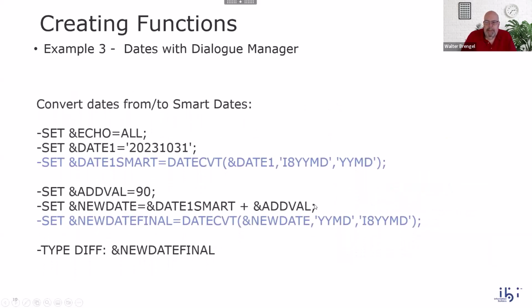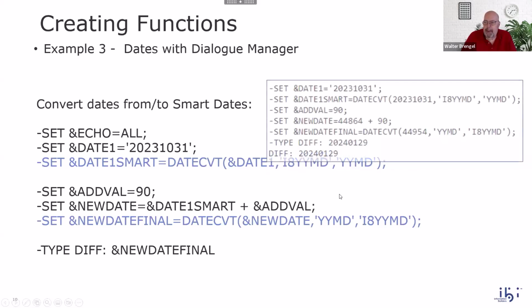So if you're going to do this in Dialog Manager, what you have to do is convert the result back and forth to and from a smart date using the date convert. So here I'm taking date 1 and I'm going to convert it to a smart date, as you can see here in the YMD in the last function parameter. I'm going to add 90, so I'm taking the smart date plus the 90. I'm going to get a smart date result, which now I have to convert back into an I8 YYMD date. So there's a couple extra steps that you have to do.